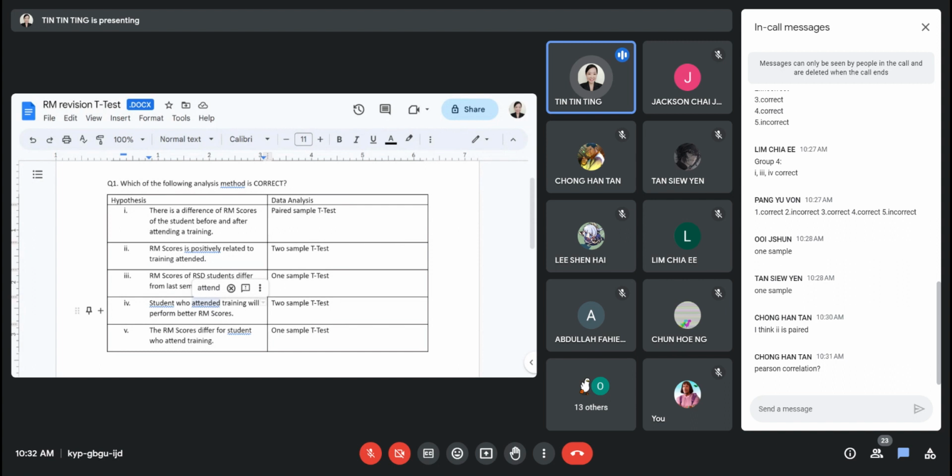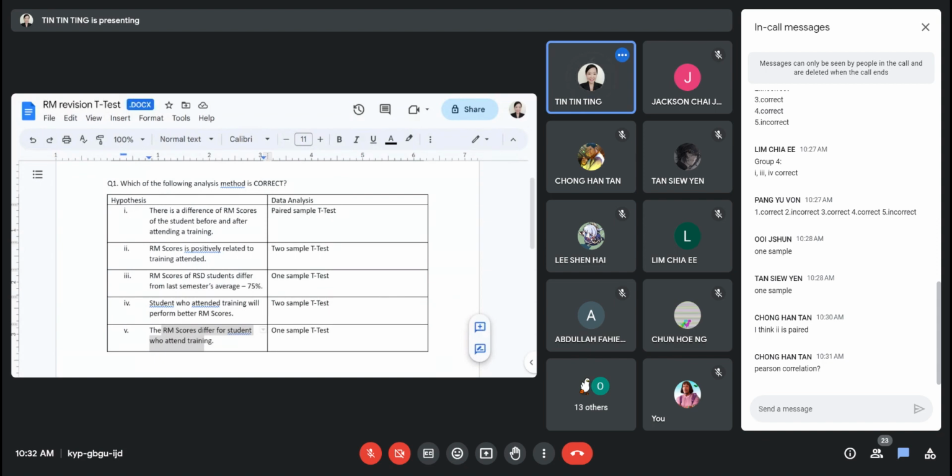Four: students who attended training will perform better in research score as compared to those who are not attending this training. So two groups here, we make a comparison, two sample test. And the last one is actually the same as the fourth one. So if your fourth is correct, then the fifth is incorrect. It should be two sample because you are comparing two different groups.